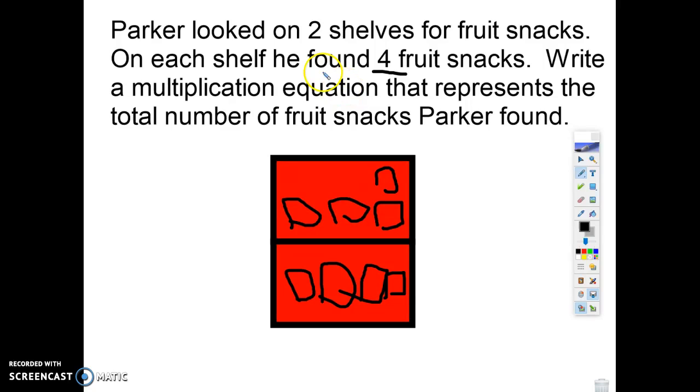Okay, so we take our numbers to write our equation. So we have 2 shelves times the number he found on each shelf, which is 4. And if we're to count them all up, it would be 1, 2, 3, 4, 5, 6, 7, 8. 2 times 4 equals 8.